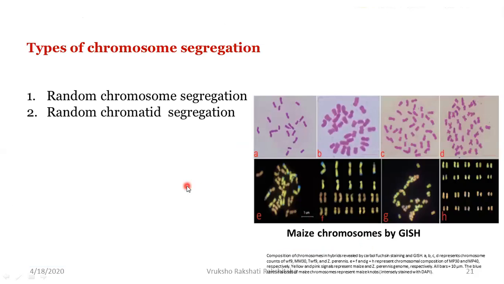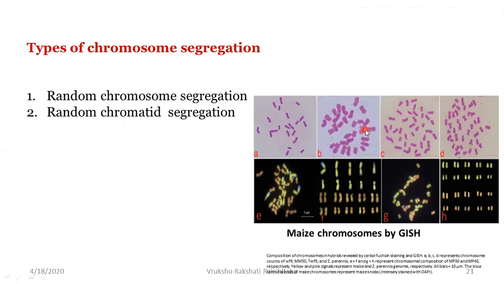Now we talked about chromosome segregation. Now there are different types of chromosome segregation. The first one is random chromosome segregation. So up till now, in the previous slides which we discussed about the separation or the segregation of the chromosome, that is at the chromosome level, that is random chromosome segregation. Now not only random chromosome segregation takes place, but also random chromatid segregation also takes place, leading to an increase in the number of the irregularities.